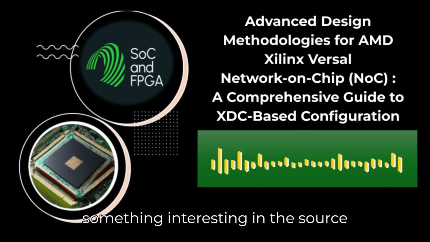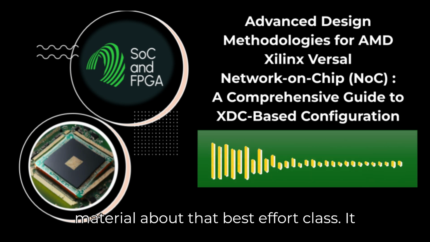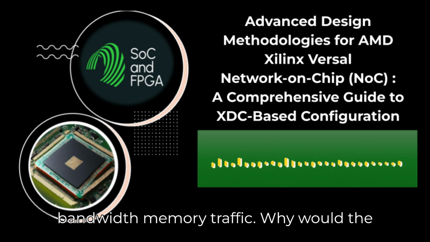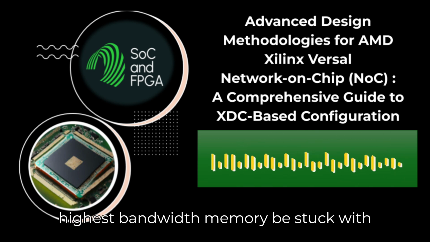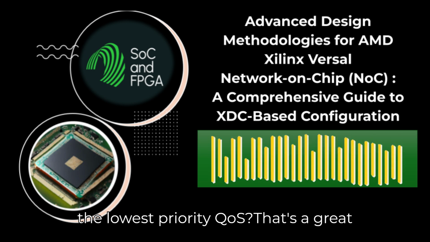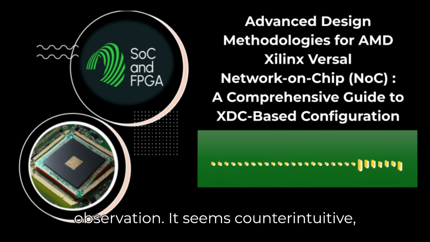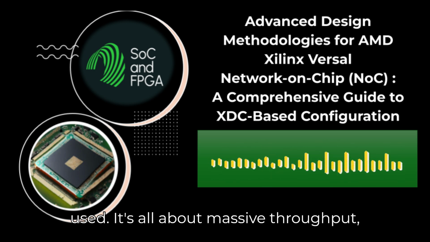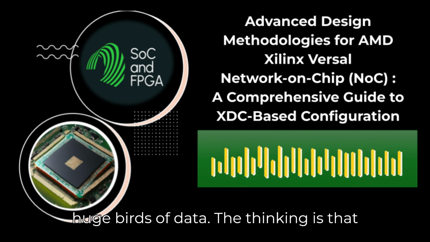Now, I saw something interesting in the source material about that best effort class. It said it's the only option for HBM, high bandwidth memory, traffic. Why would the highest bandwidth memory be stuck with the lowest priority QoS? That's a great observation. It seems counterintuitive, doesn't it? But think about how HBM is used. It's all about massive throughput, huge bursts of data.